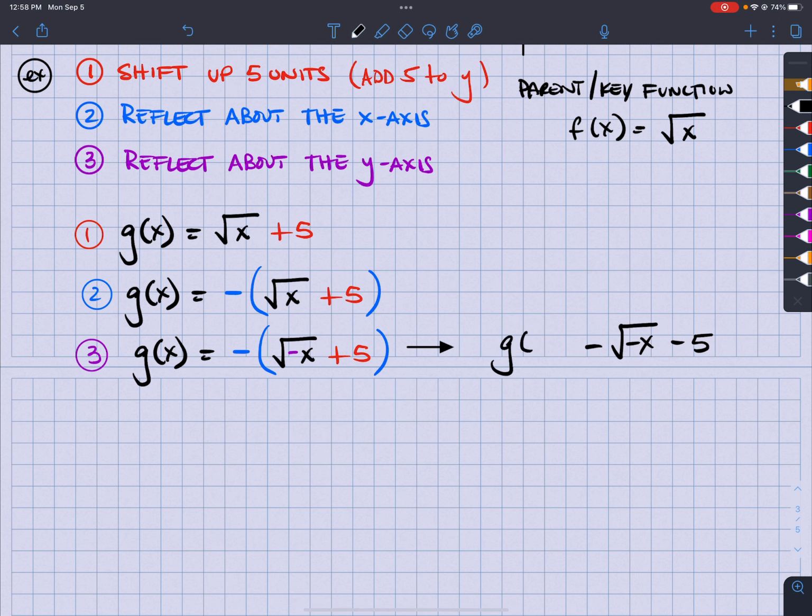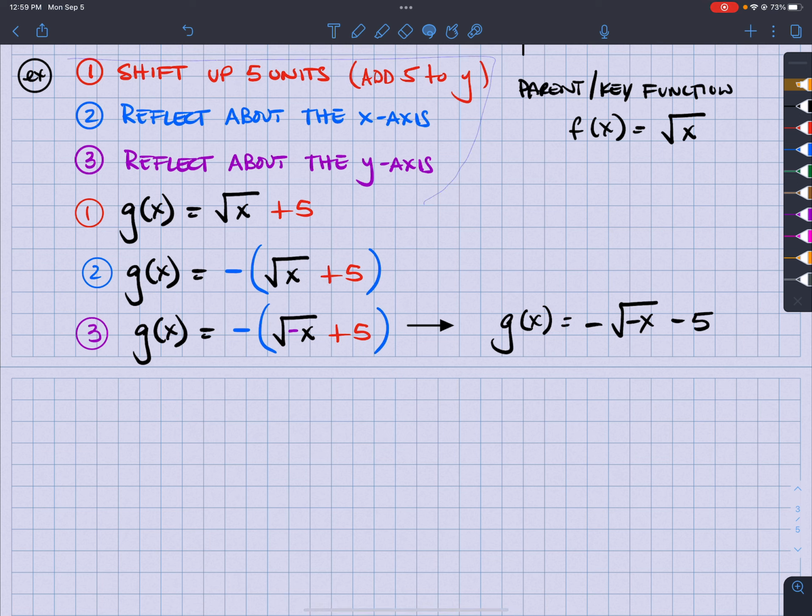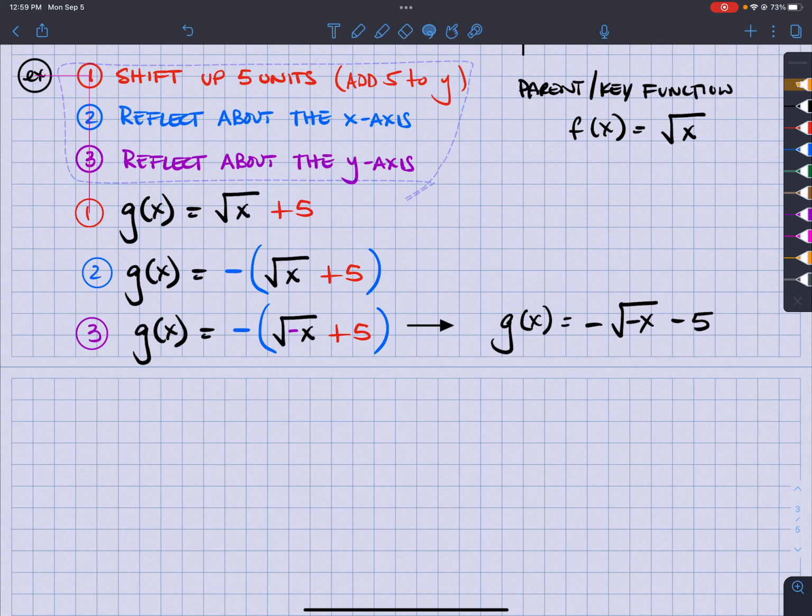So notice something. Whatever we call the parent function is typically called f of x. Our transformed function is typically going to be a little bit different, not called f of x again. You can call it g of x, h of x, L of x, whatever you want, but it's never going to be f of x again, okay? So please make sure that you keep that in mind as you go.